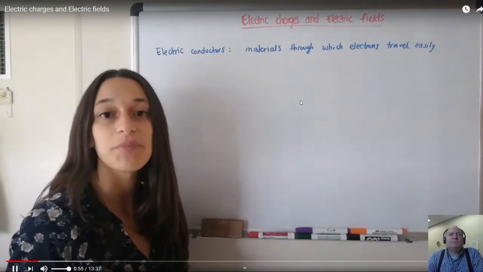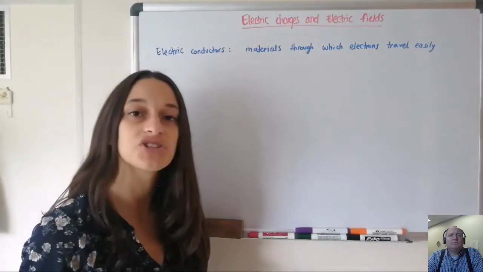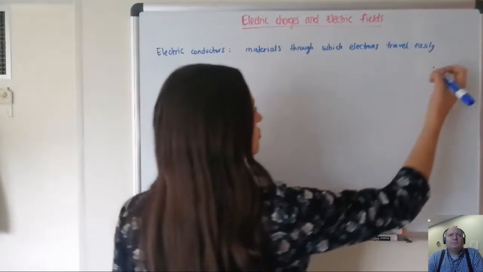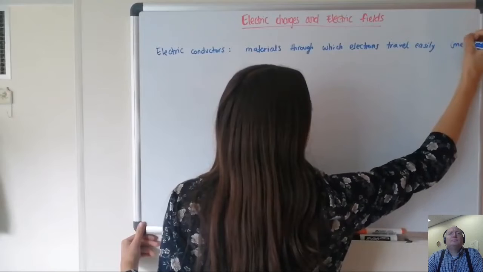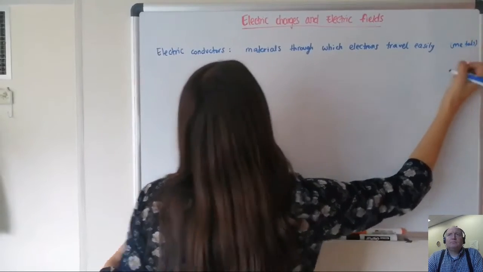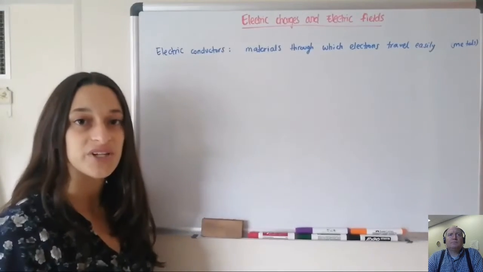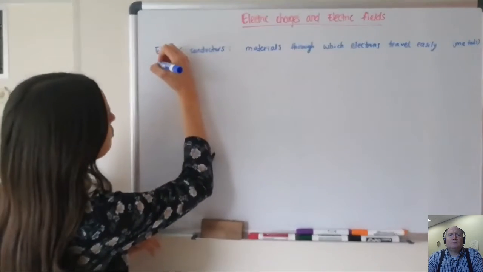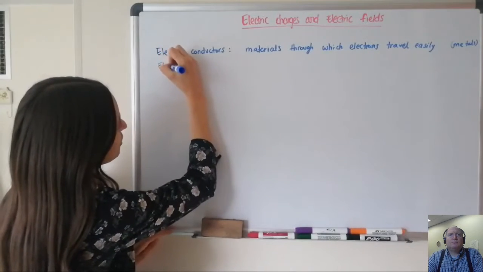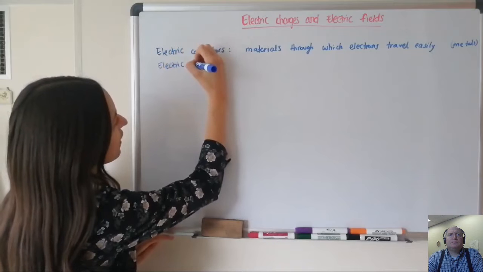These materials is metals. Metals can be charged because electrons can travel easily through them. So metals. And then we have electric insulators. So insulators are materials in which electrons can't travel easily. It's hard for them to move around.